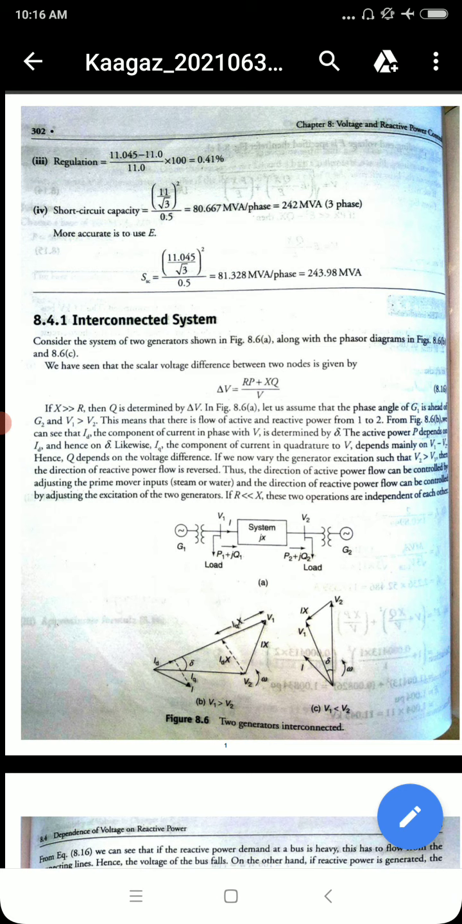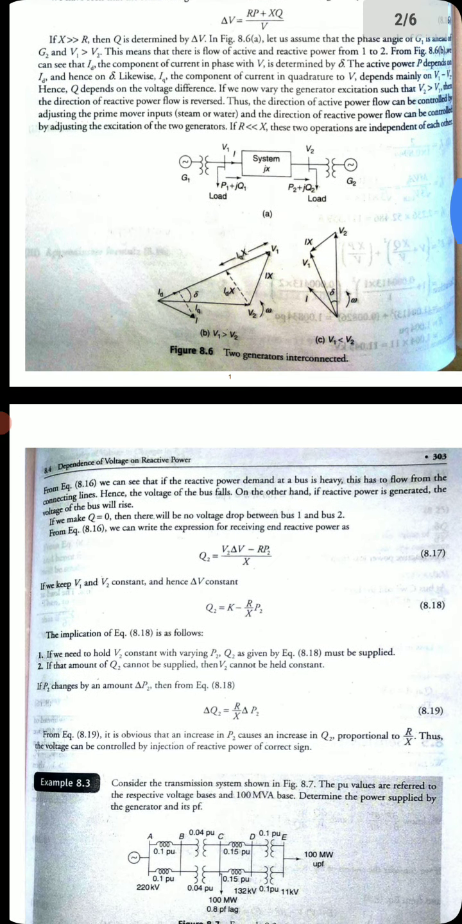The implication of the equation 8.18 is, number 1, if we need to hold V2 constant with varying P2, then Q2 as given by equation 8.18 must be supplied. If that amount of Q2 cannot be supplied, then V2 cannot be held constant.